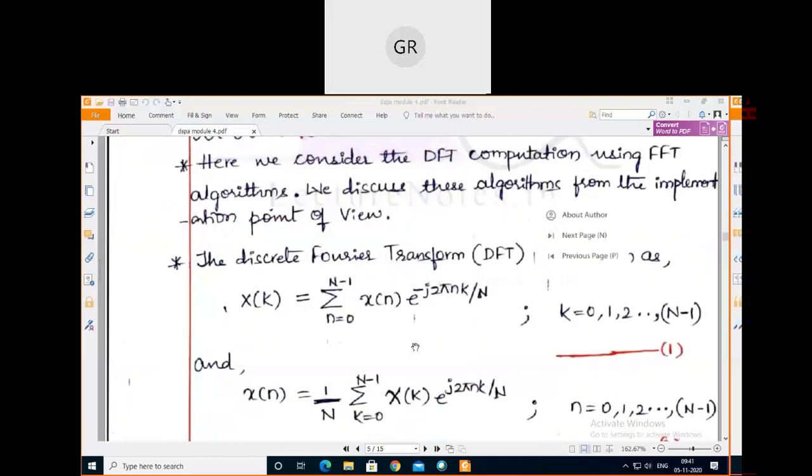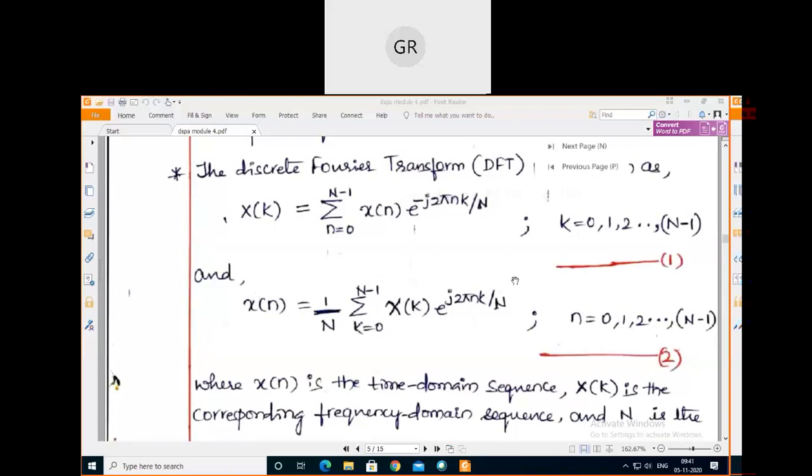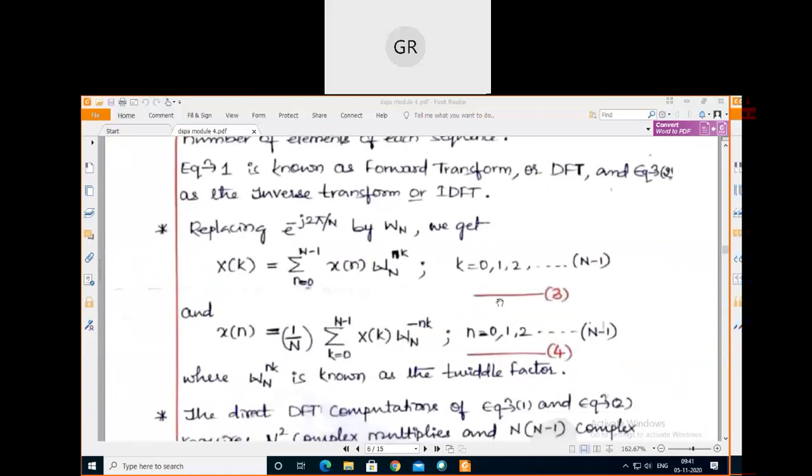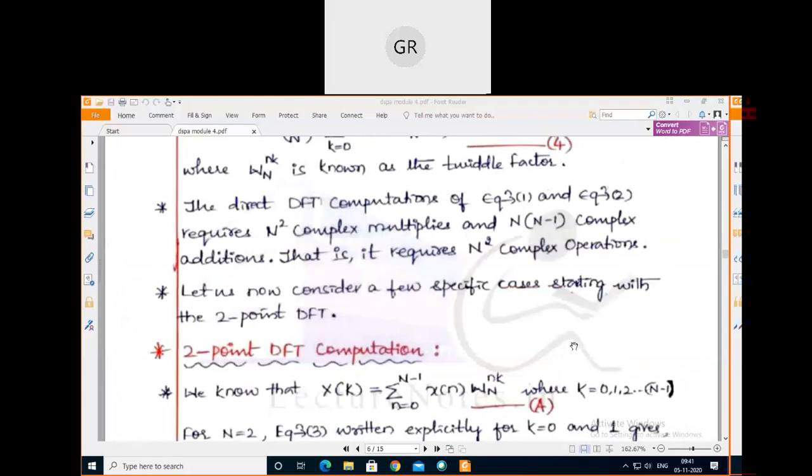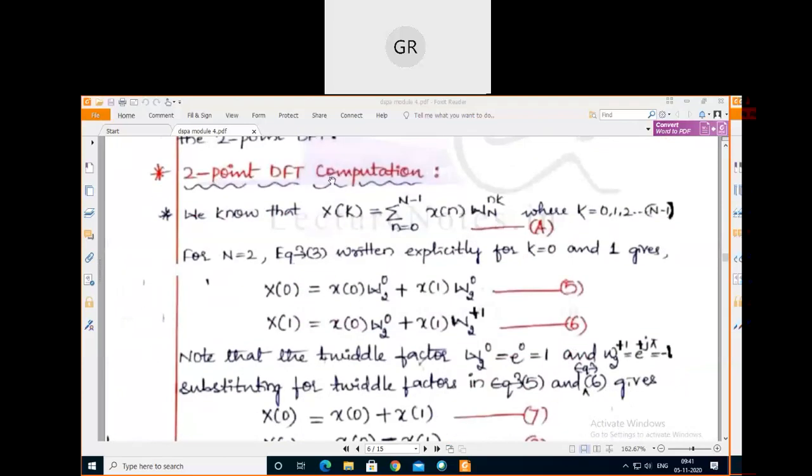This is the DFT equation. This one is the IDFT equation. The exponential term e raised to j 2 pi divided by N is called the twiddle factor. In terms of the twiddle factor, it becomes equation 4. Then consider the 2-point DFT computation. We consider X of k, substitute k equal to 0, and expand the summation when n equal to 0 and 1. Then we will get like this.